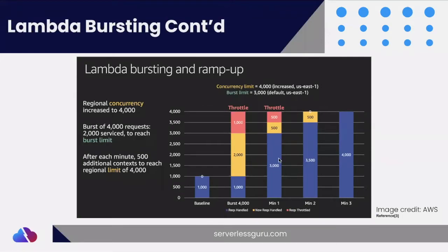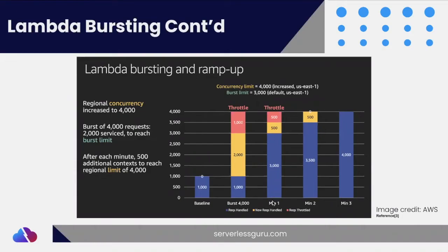But in the next minute, something happened. Not all the 4,000 were throttled. 3,500 were served, and only 500 were throttled. It is because when you hit the burst concurrency limit, Lambda will scale slowly. It won't scale instantly. On every minute, Lambda will add an additional 500 instances of that particular Lambda execution context to the function.